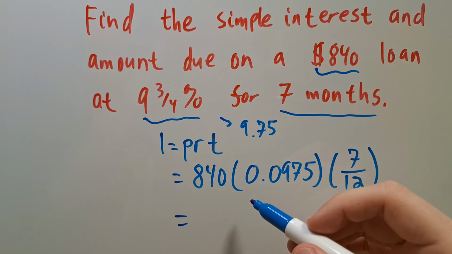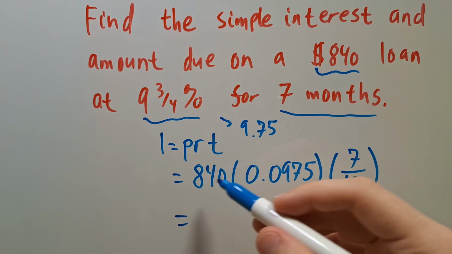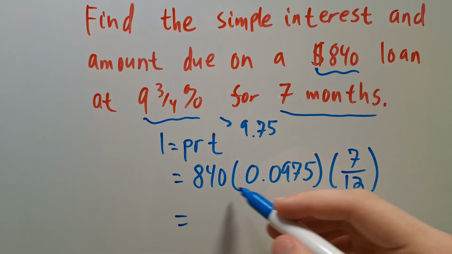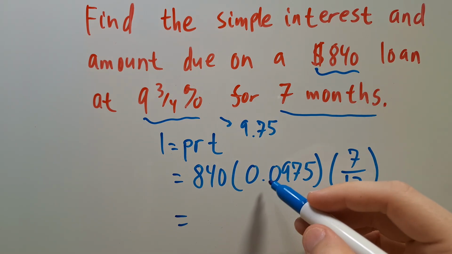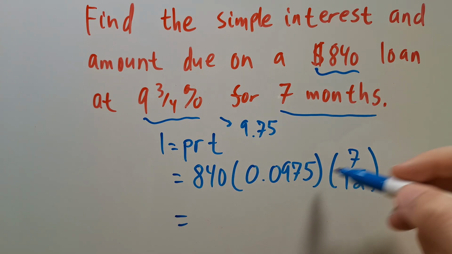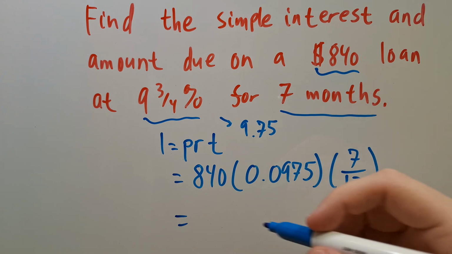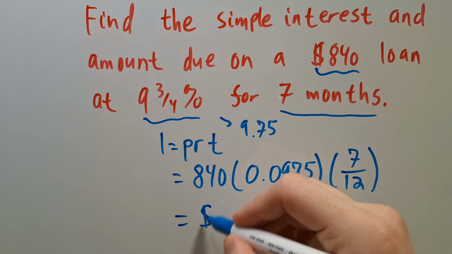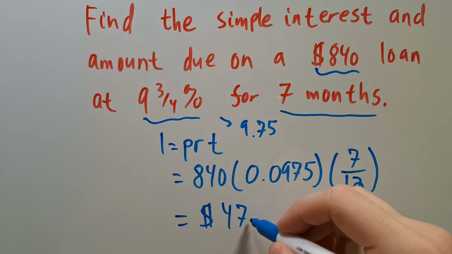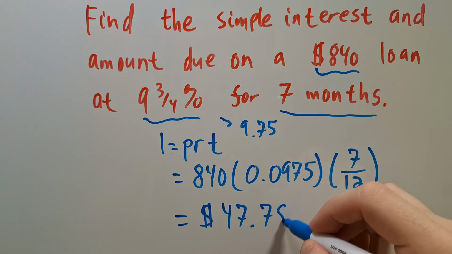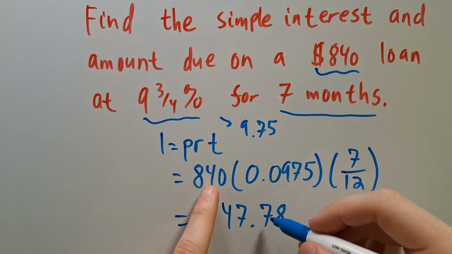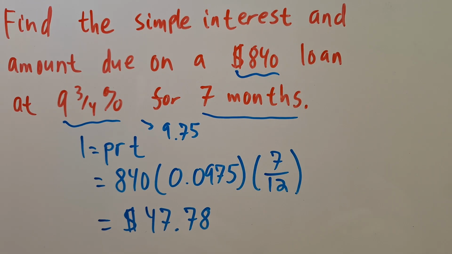Multiplying all this out. Remember when you have numbers that don't have denominators, you're going to take 840, multiply it by 0.0975, multiply that by 7, and then take that entire product and divide it by 12 to make it a little easier on yourself. And remember, rounding to 2 decimal places, this equates to $47.78. Last thing we do, take this number, our interest, add it to the principal, and we'll have our answer.